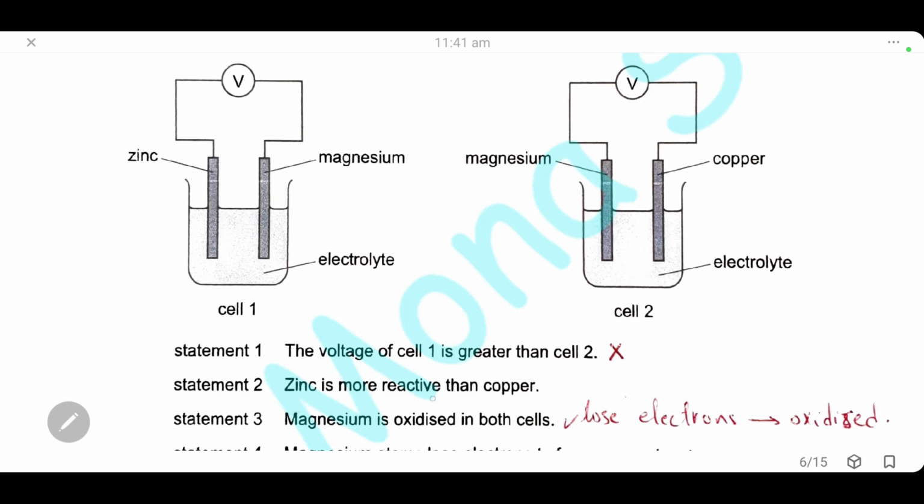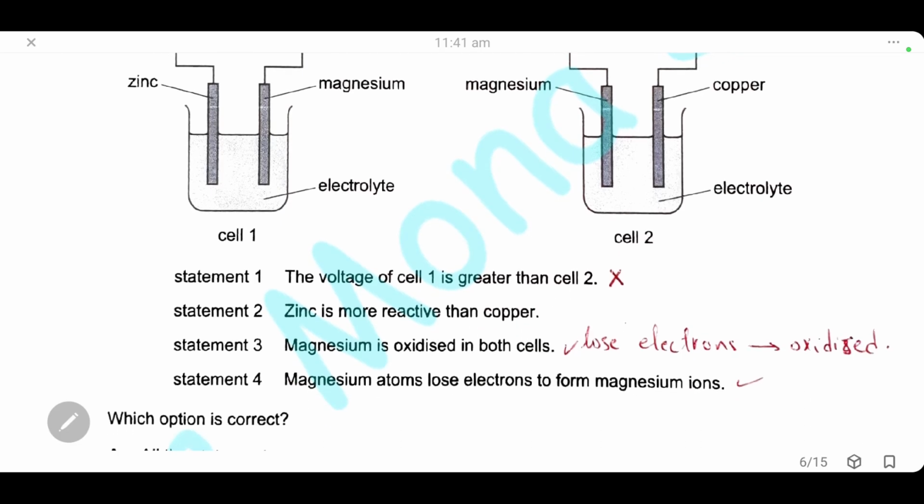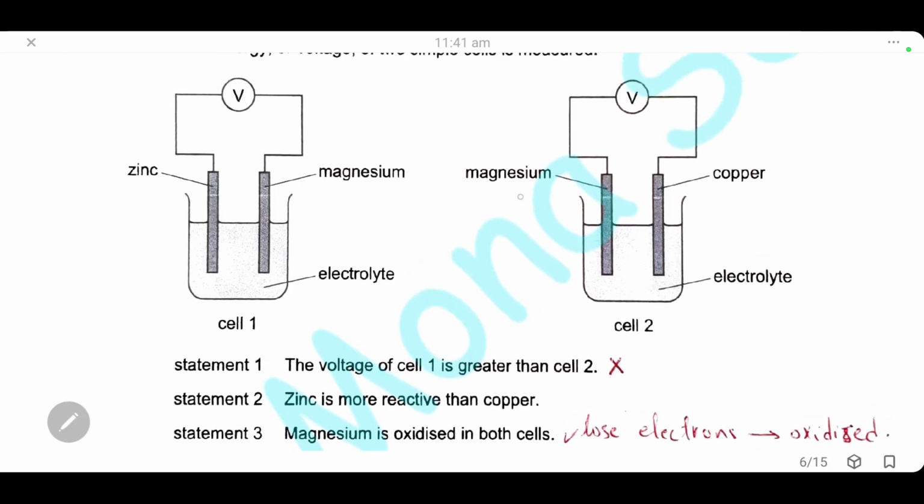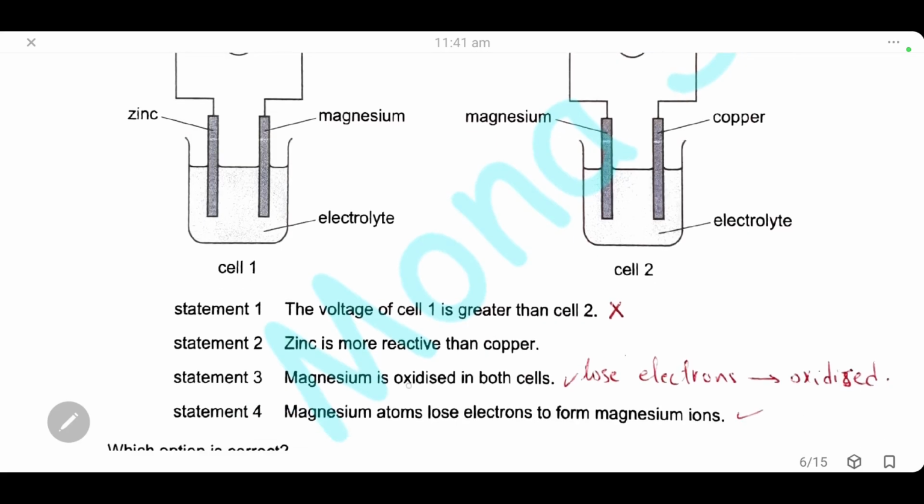Statement 2, zinc is more reactive than copper. Of course, this is a correct statement. Statement 3, magnesium is oxidized in both cells. Oxidation means loss of electrons. That means magnesium is more reactive than copper, and magnesium is more reactive than zinc. The more reactive metal loses electrons, so this statement is correct. Magnesium is oxidized in both cells.